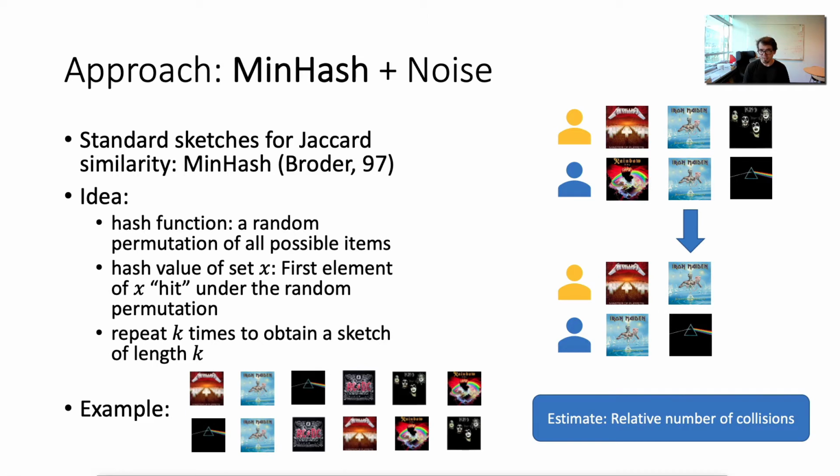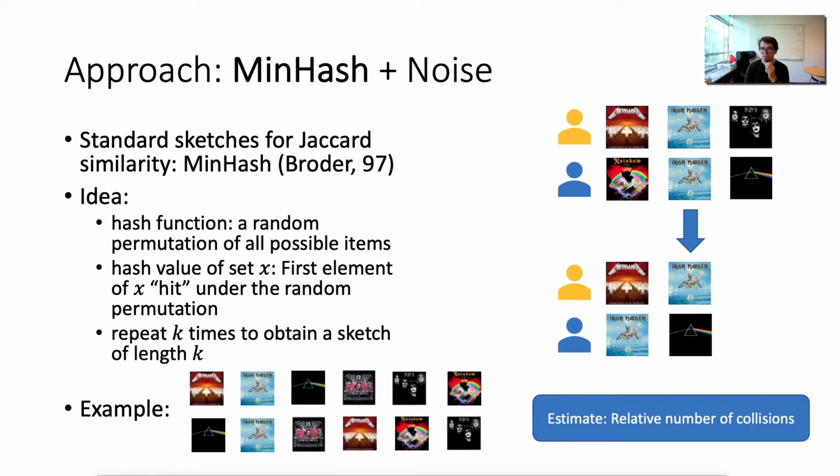How do we estimate Jaccard similarity from these MinHash values? It's very simple, you just count the relative number of collisions. Here there is no collision, and there is no collision. The estimate would be 0 over 2, it's 0, while the actual Jaccard similarity of the sets is 0.2. This is our approach to produce these sketches.